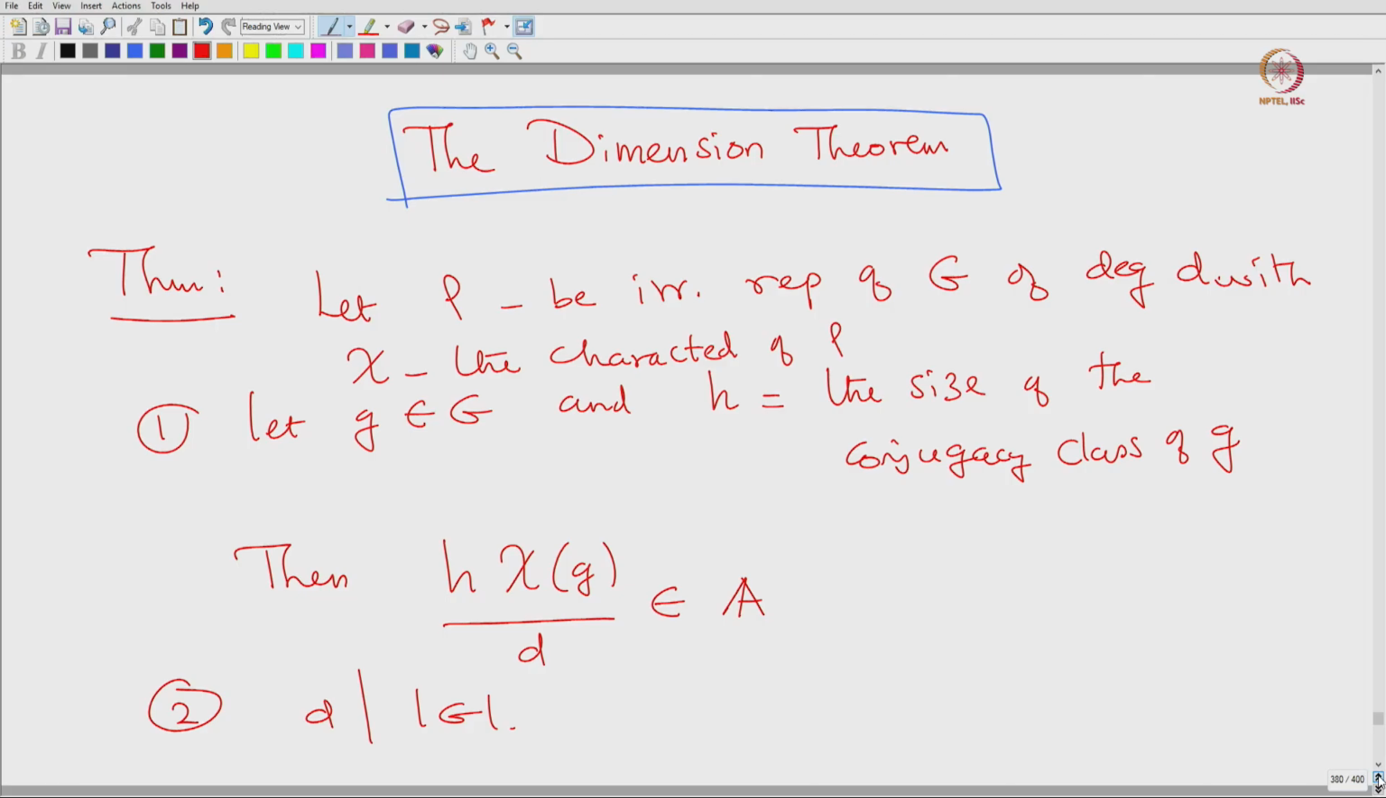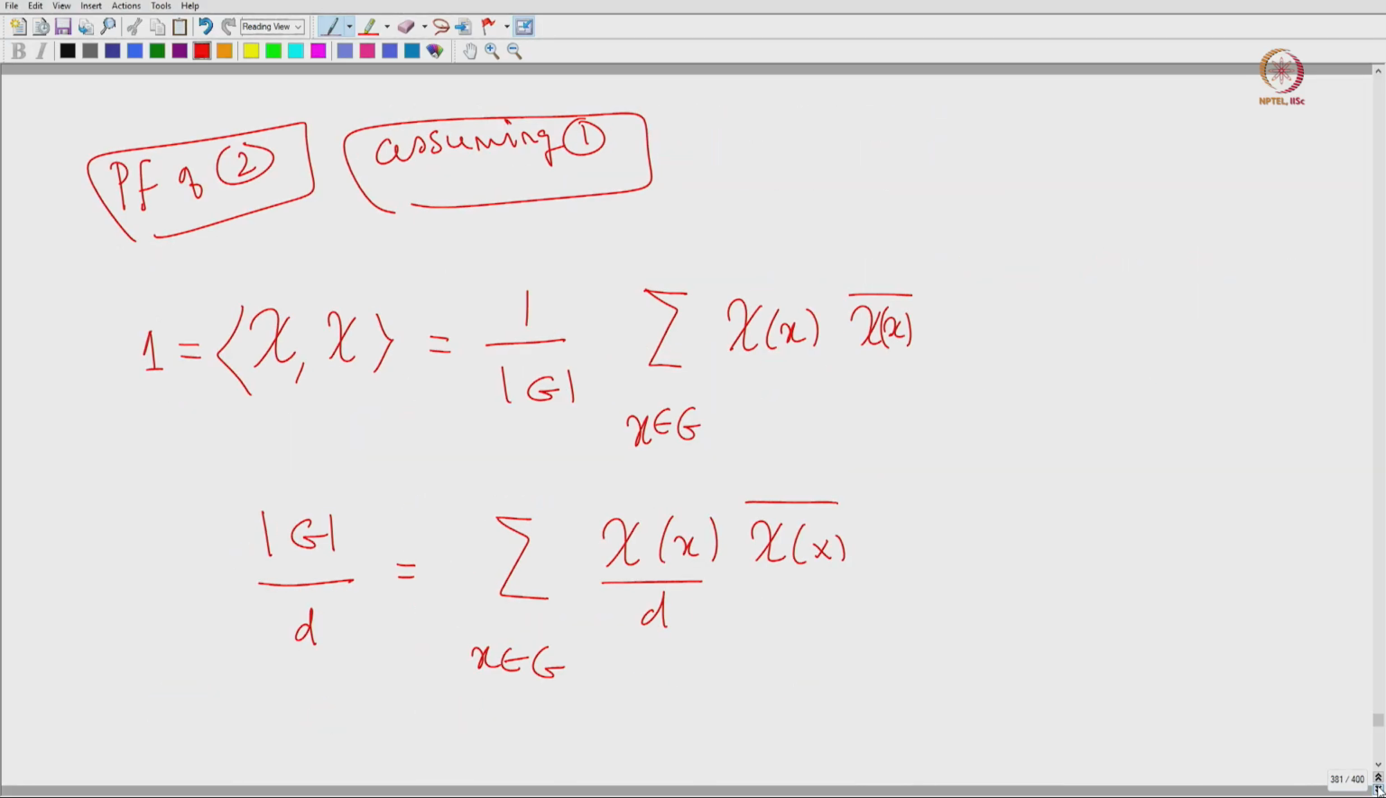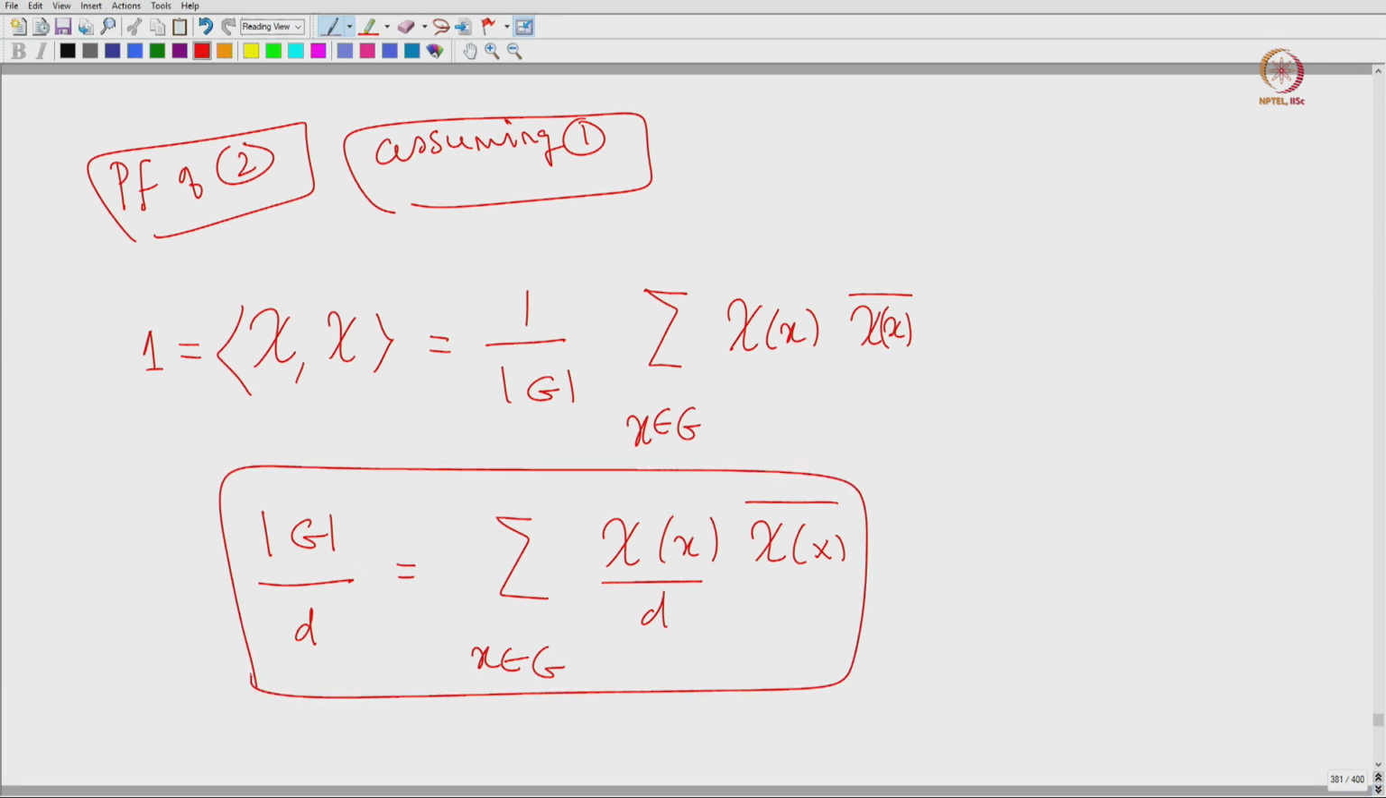We know that for all irreducible representations rho, the fraction h chi g divided by d is an algebraic integer. We are going to use that, and we have made this observation for any irreducible character chi. Then the cardinality of G divided by d is the summation of these numbers.